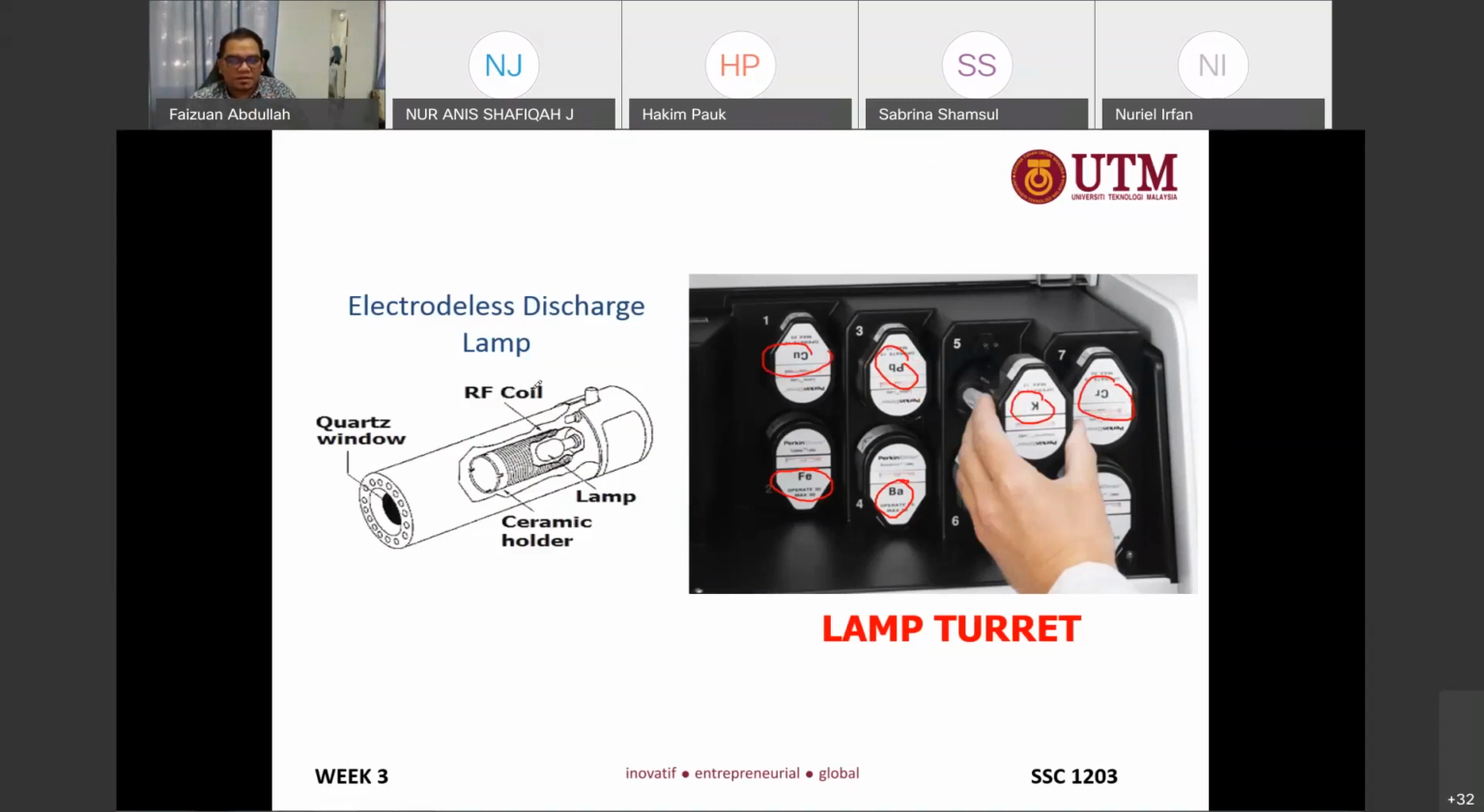All right, and then what is the content of the electrode discharge lamp, the light source? We have a coil, a quartz window, and a ceramic holder. Later on, we will learn how the light source produces a light unique to every element. We will learn that after this.